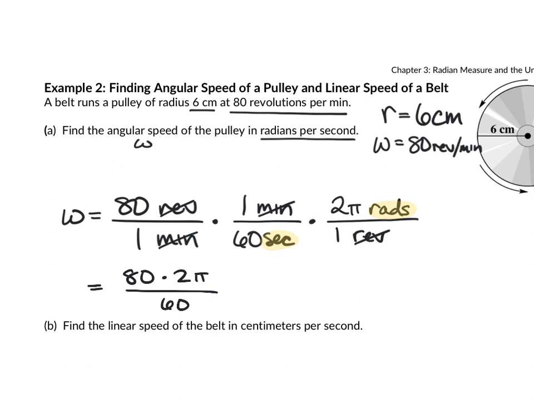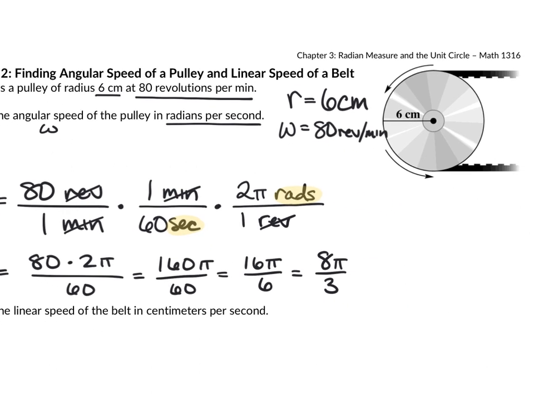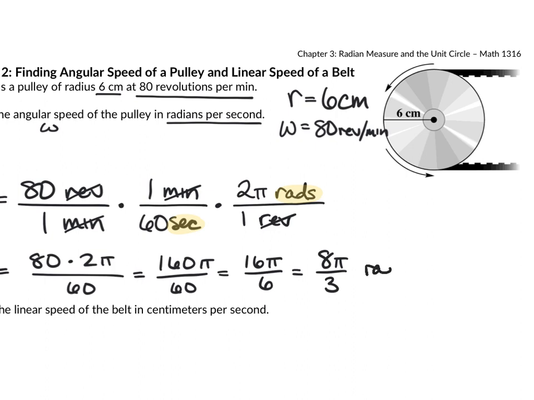This one's easy to do in your brain because 80 times 2 is 160. And then those both have a 0, so we can get rid of the 0. I'm just doing the easiest reduction possible. 16 and 6 are both even numbers, so I can divide by 2. This ends up being 8 pi divided by 3 radians per second. Since I'm measuring something in radians, I leave it in terms of pi.